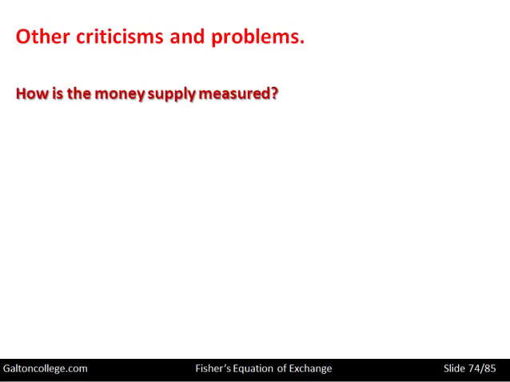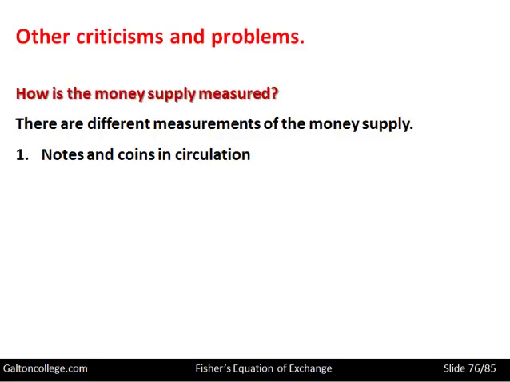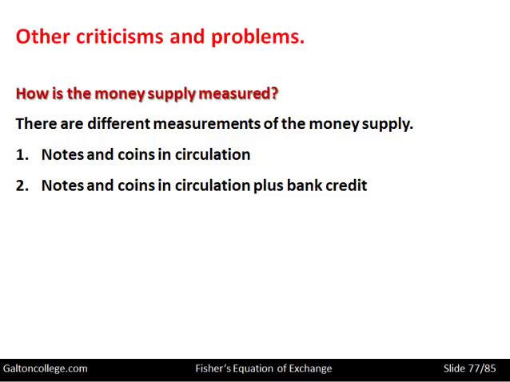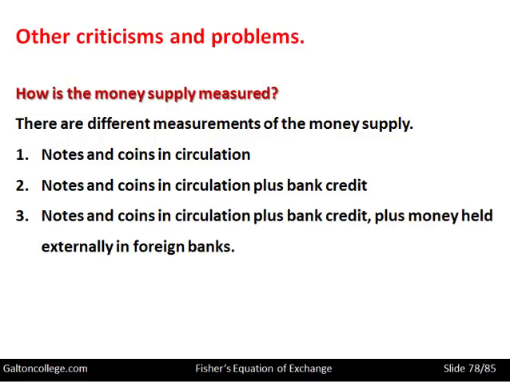Also, how is the money supply measured? We talk about delta M leading to delta P. So what is M? What is the money supply? There are different measures of the money supply. There's notes and coins in circulation, sometimes called M0. Notes and coins in circulation plus bank credit, the amount that the banks make. Notes and coins in circulation plus bank credit plus money held externally in foreign banks. Sterling, in the case of the UK, might be held by banks outside of the UK. Dollars, in the American case, will be held by banks outside of America.